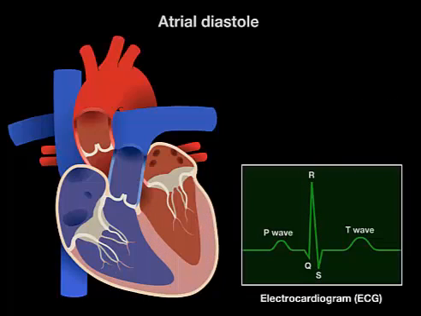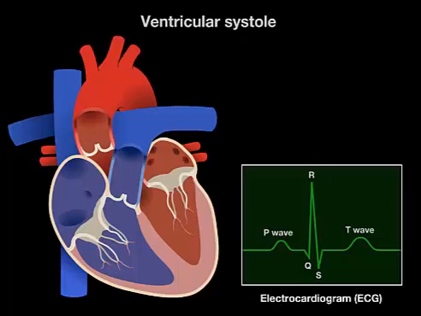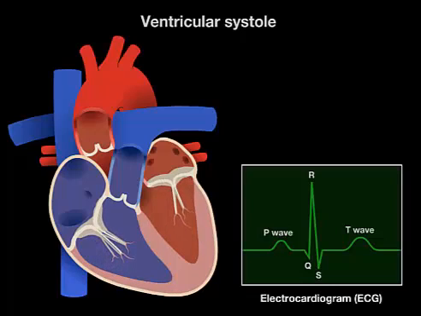The atria repolarize, the walls relax, and they remain in diastole for the rest of the cardiac cycle. Atrial repolarization is not seen on an ECG because it is masked by the QRS complex. In ventricular systole, or contraction, increased pressure in the ventricles forces the AV valves closed.